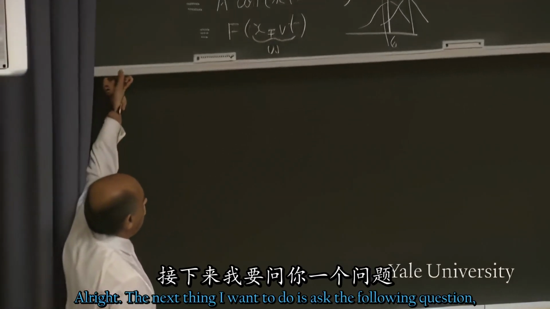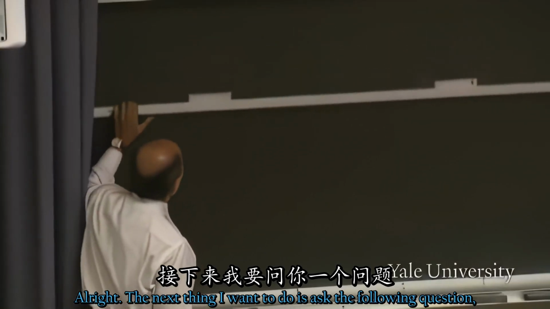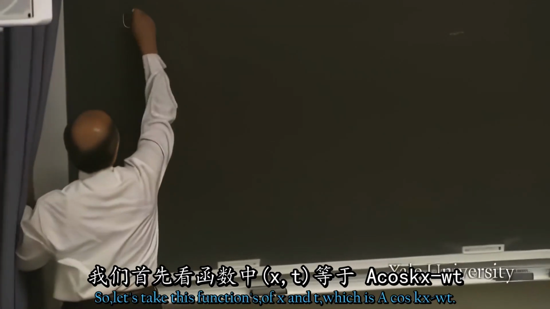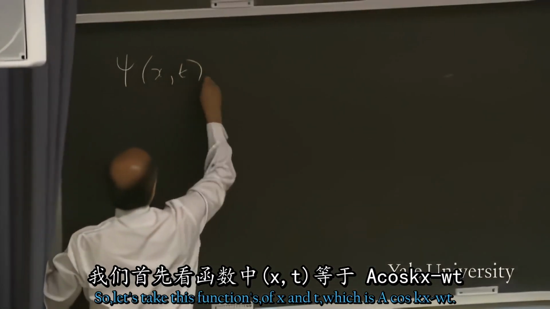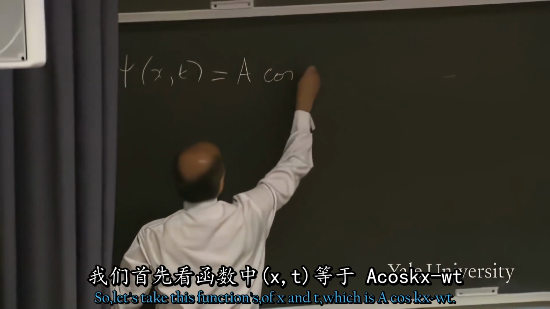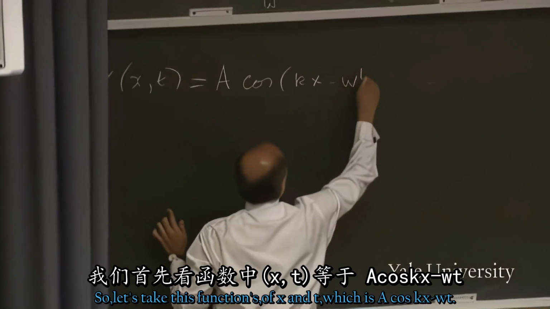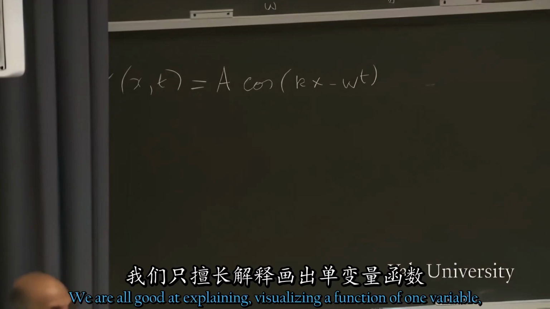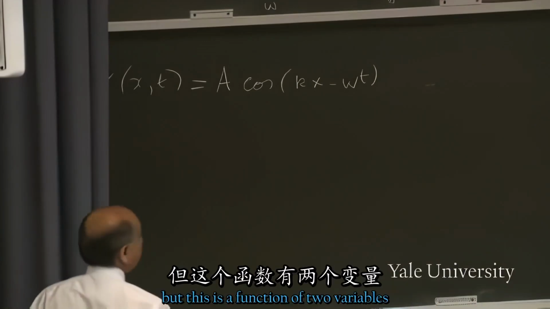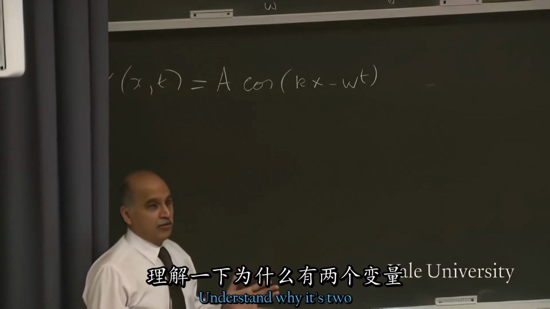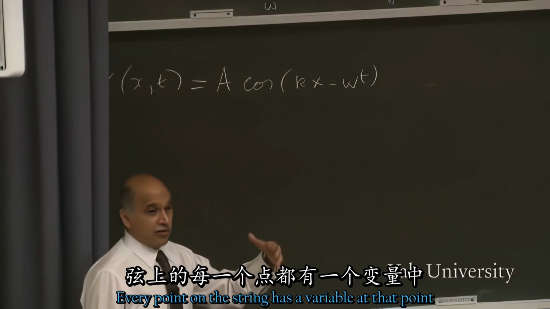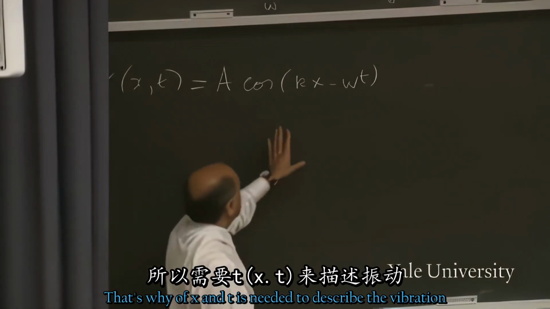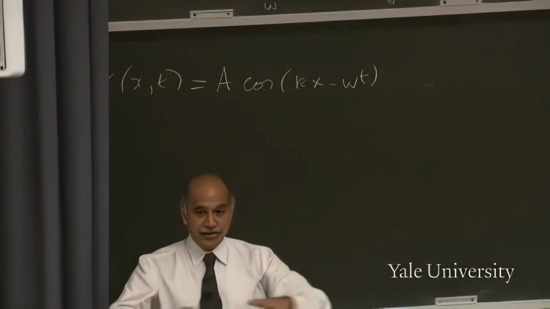All right, the next thing I want to do is ask the following question. What is k and what is omega? So let's take this function psi of x and t, which is a cosine of kx minus omega t. See, a function of two variables is hard for us to visualize. We are all good at visualizing a function of one variable, but this is a function of two variables. Understand why it's two. Every point on the string has a variable psi at that point, and that variable can vary with time. That's why psi of x and t is needed to describe the vibration of an extended body like a string.